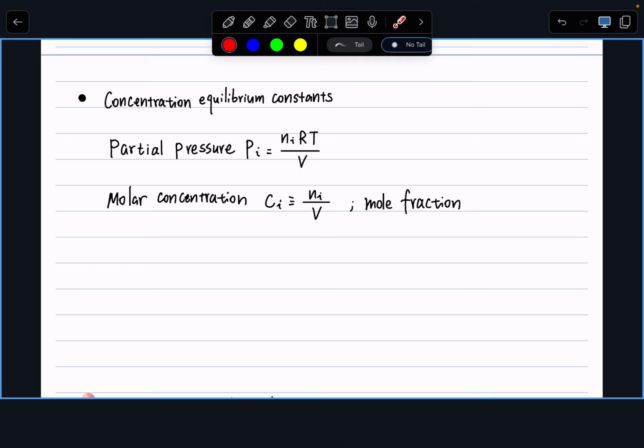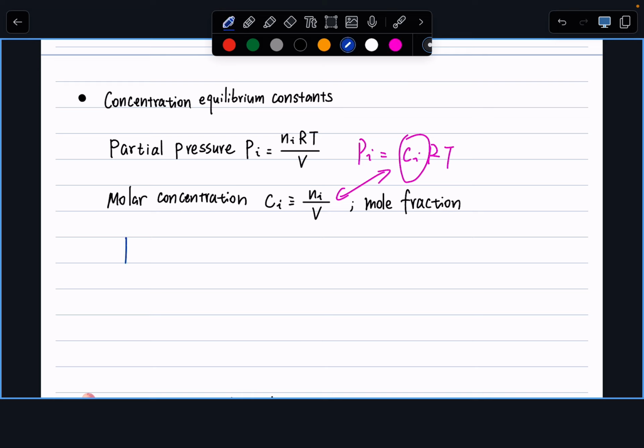Or if we want to define, let's say, an equilibrium constant based on molar concentration, where molar concentration Ci is defined to be the number of moles Ni over V, right? So originally, what do we have? Here, what we are saying is my Pi just equals Ci RT, where Ci equals Ni over V.